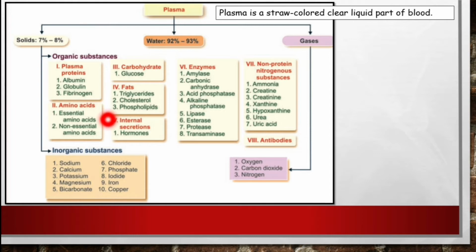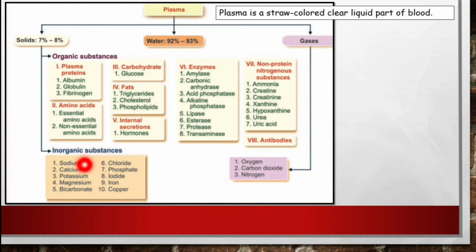Then we also find hormones. Enzymes found in blood include amylase, carbonic anhydrase, acid phosphatase, alkaline phosphatase, lipase, esterase, protease, and transaminases. We also find non-protein nitrogenous bases like ammonia, creatinine, xanthine, hypoxanthine, urea, and uric acid. And we also find antibodies. So that is the organic substances.